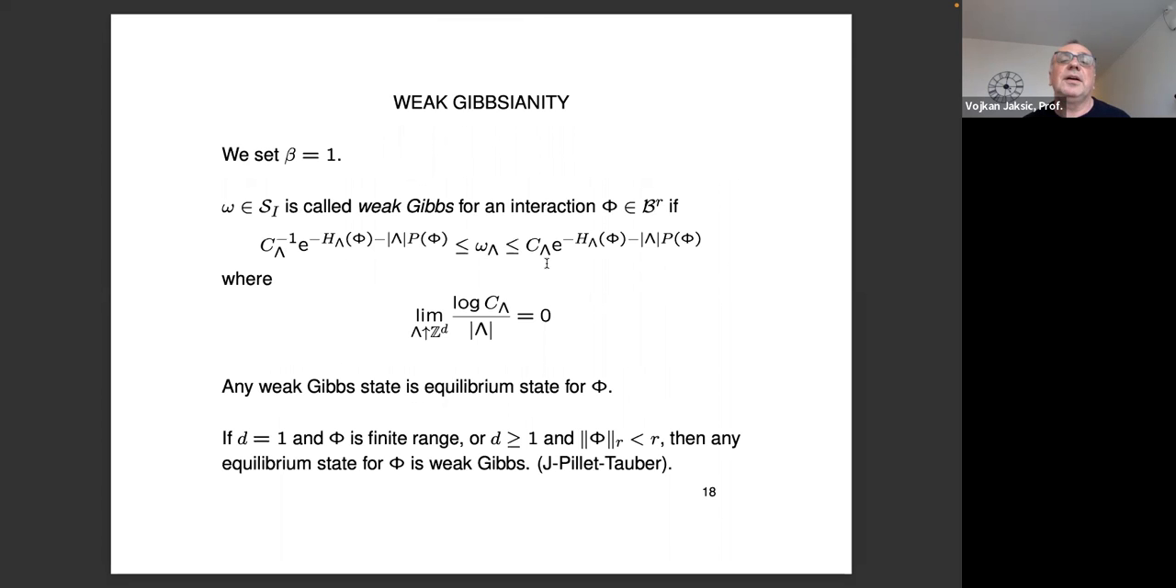Before we offer our answer, I have to make a short digression to the concept of weak Gibbsianity. Weak Gibbsianity is a concept that arose in dynamical systems, and it goes back to 2001, to the work of Yuri, a concept that is very popular and much used in the theory of dynamical systems, in particular in the study of multifractal theory.